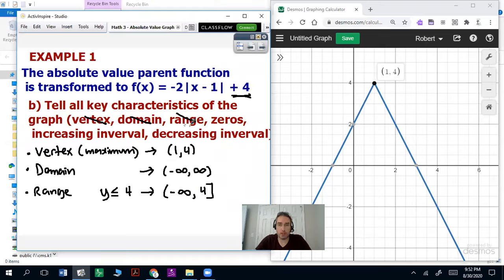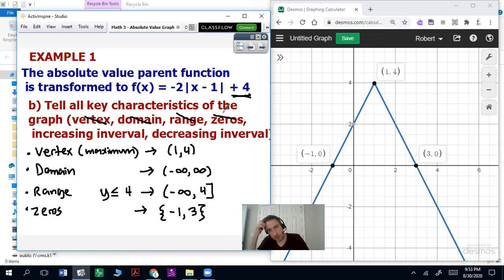Let's talk about zeros. Zeros are, where does it hit the x-axis? So it's going to hit the x-axis, in this case, at 2 spots, -1 and +3. So that's pretty straightforward. You can just list them as a list, -1 and 3. You don't need to write the coordinates for those.